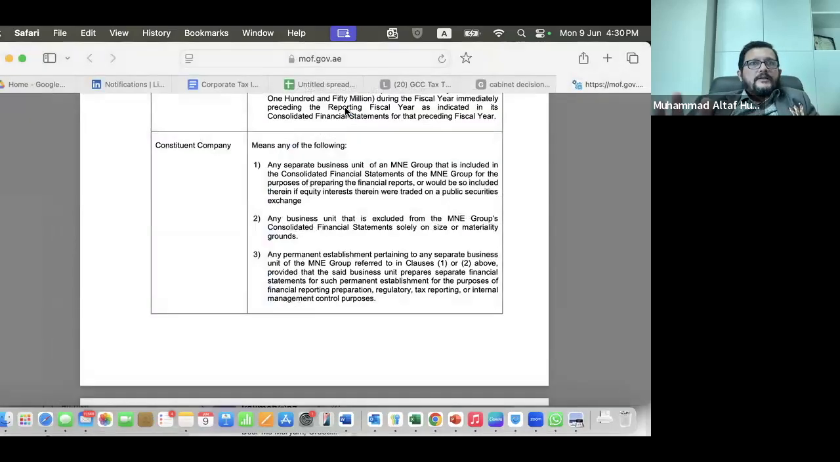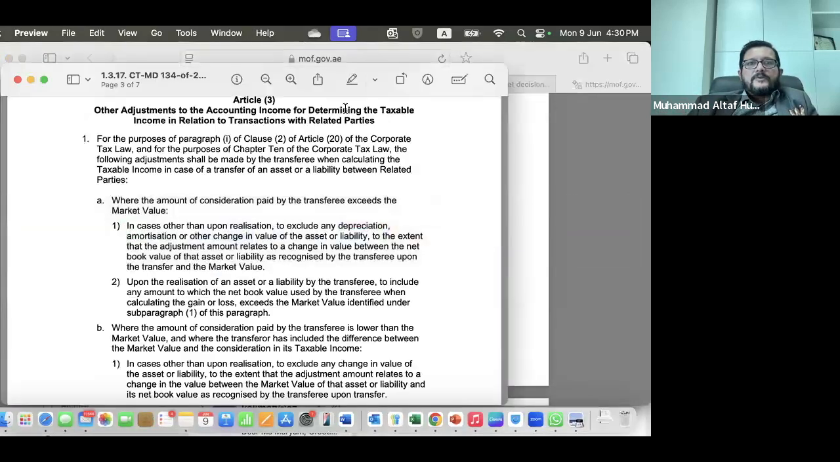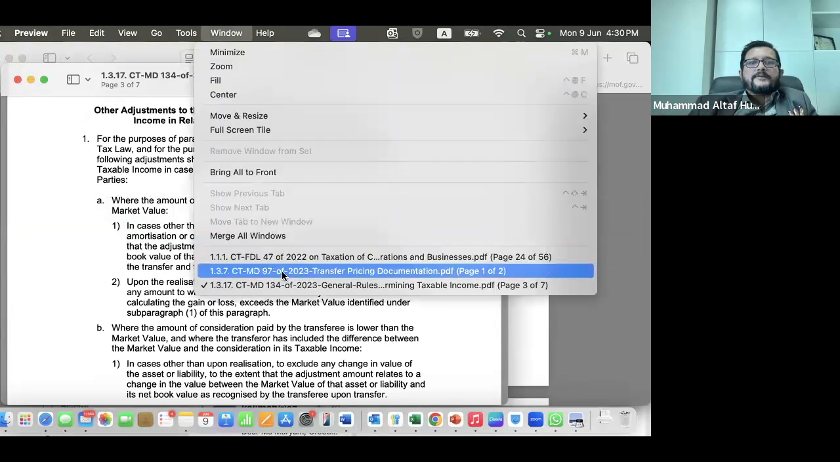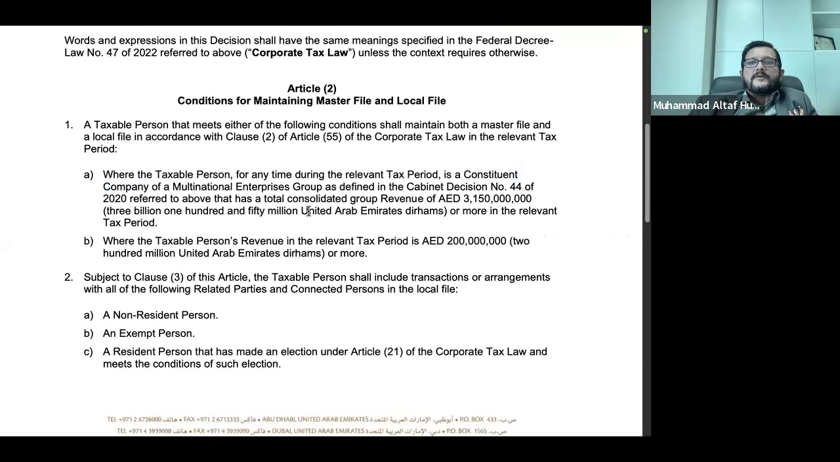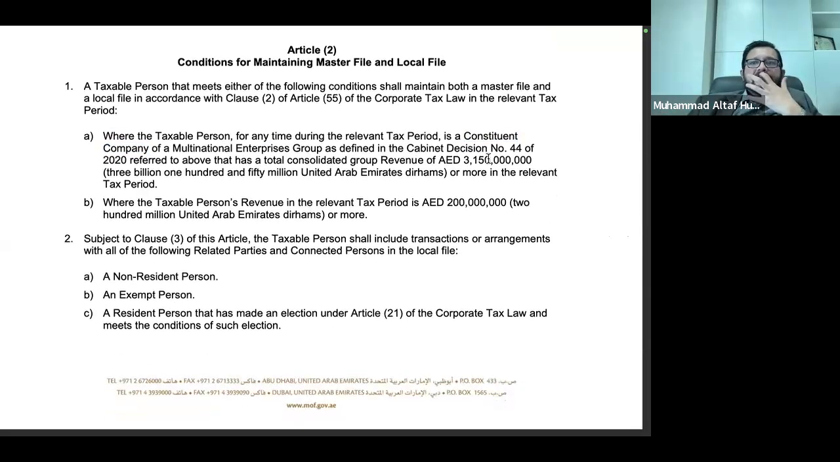Okay. So it's clear now, right? So we can go back to the point where we were. We were looking at a different decision. Where was that? 97. There we go. So constituent company, now we know it includes permanent establishment. Right. So that's the first criteria, MNE. Second, where the taxable person's revenue in the relevant period is 200 million. How many clients will have 200 million revenue? It will be a fairly large entity.